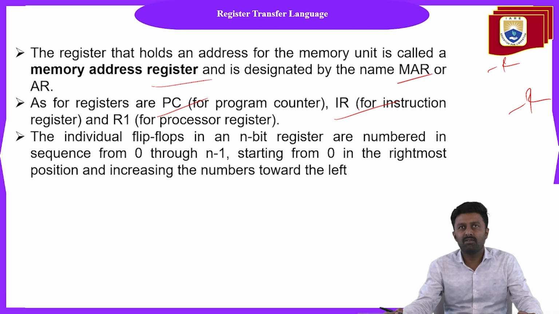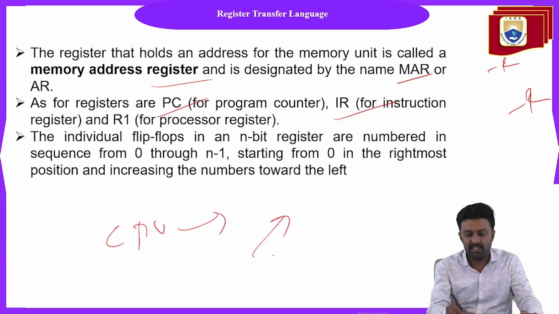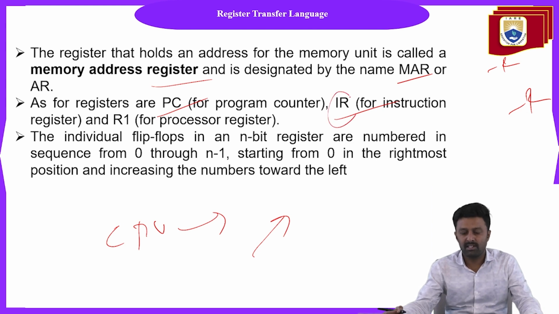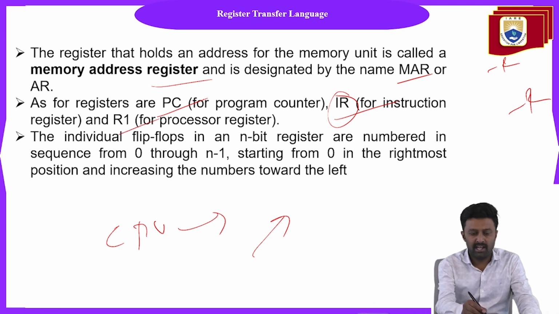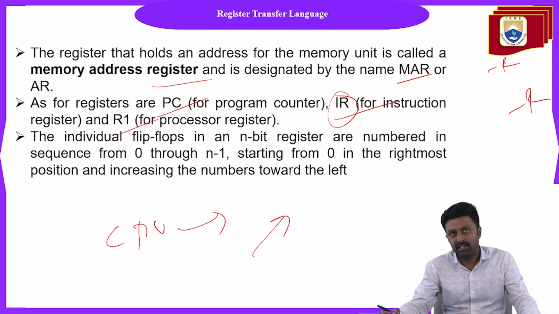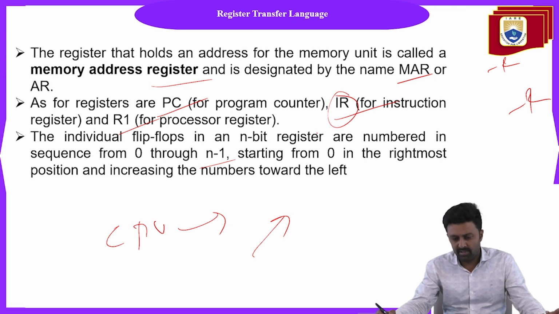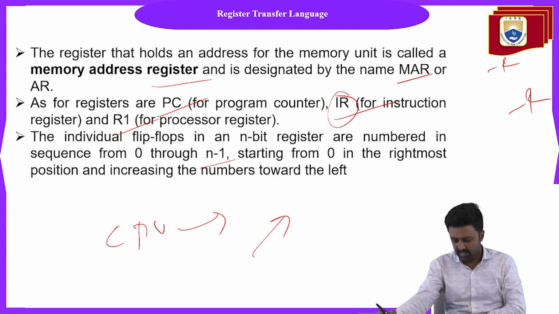The instruction register holds the instruction to be executed. Whenever the CPU executes any operation, it takes the operations to be performed as an instruction. Those instructions will be stored in the instruction register, and R1 is for the processor register. The individual flip-flops in any n-bit register are numbered in sequence from 0 to n-1, starting from the rightmost position and increasing the number towards the left.